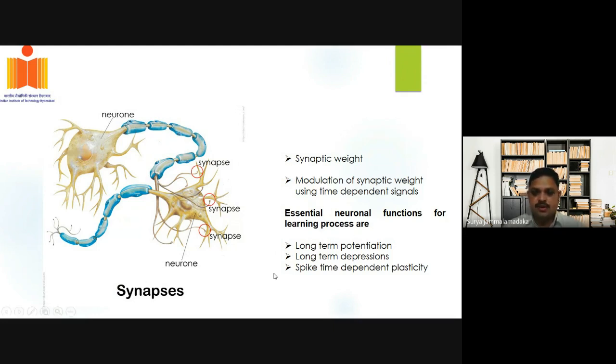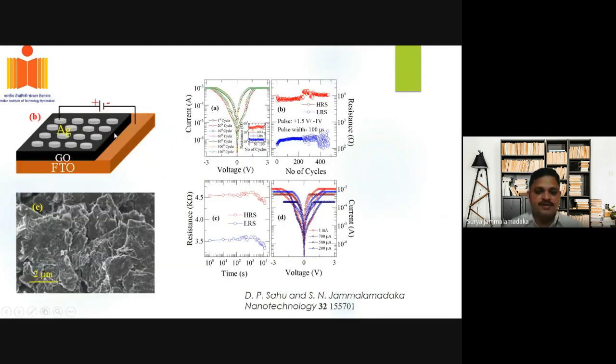We try to show all these properties using our graphene oxide based resistive random access memory, which may be useful for future neuromorphic computing applications. This is the kind of device that we have developed in our laboratory. Graphene oxide is the active material, the bottom electrode is FTO and the top electrode is silver. And this is the kind of IV characteristics that we have obtained.